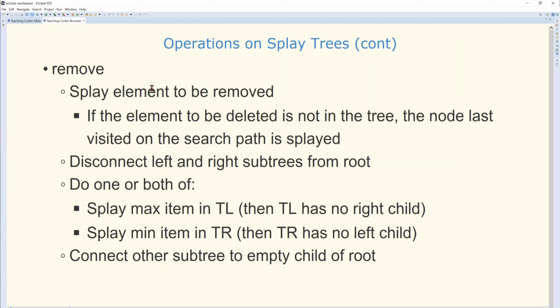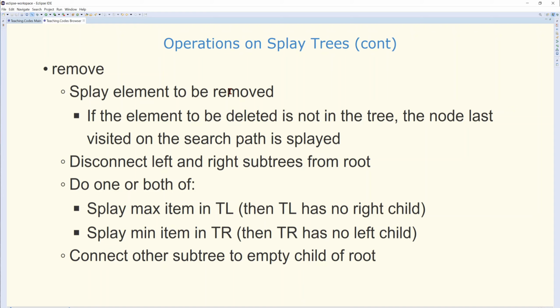But if not, if what you want to remove is there, you first splay it. Now you're going to remove it. Now remember, when you splay it, you bring it to the root. Now you're removing the root. When you remove the root, you will be left with two subtrees.